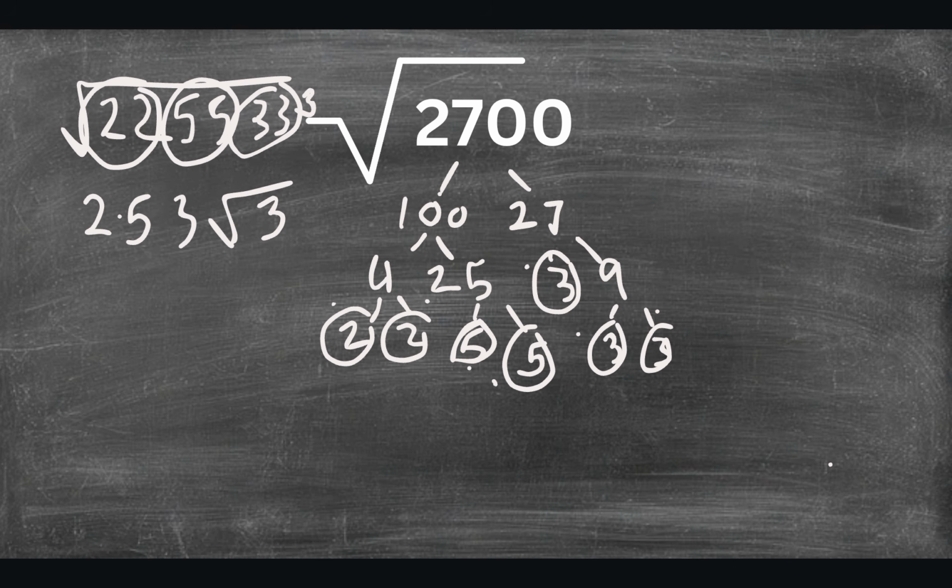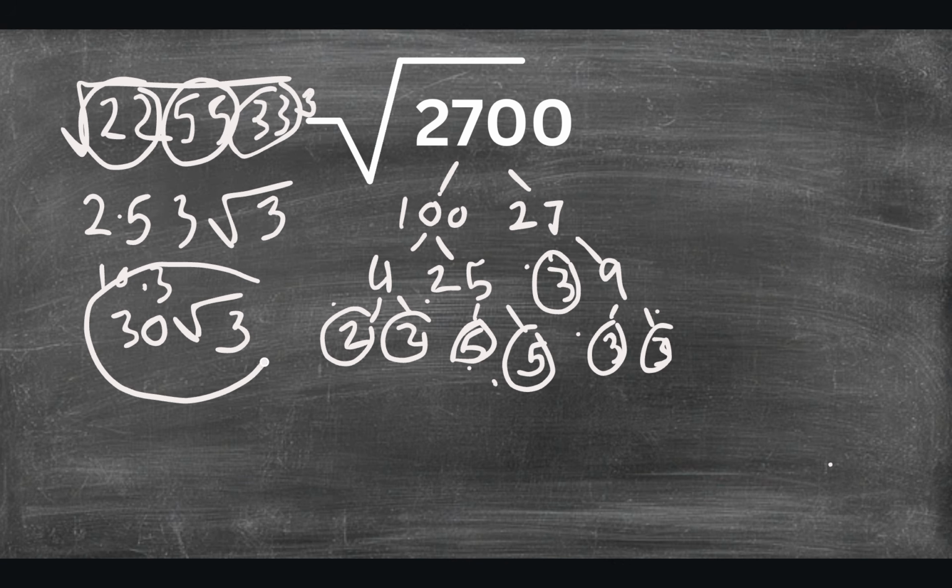So then I just multiply these numbers together. 5 times 2 is 10, and then 10 times 3 is 30, square root 3. So there it is, simplified.